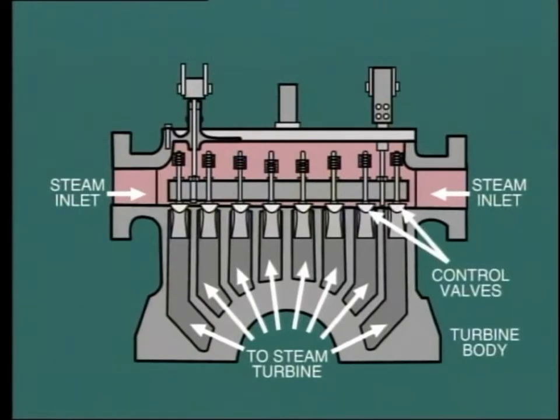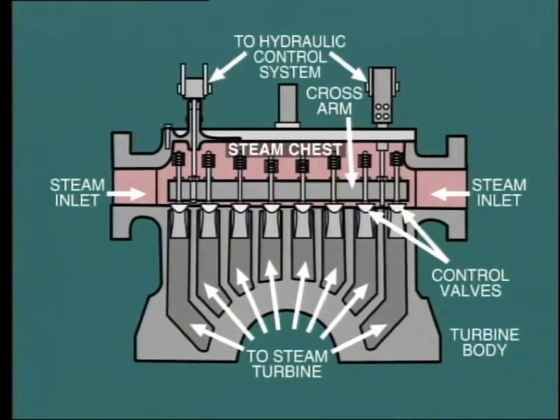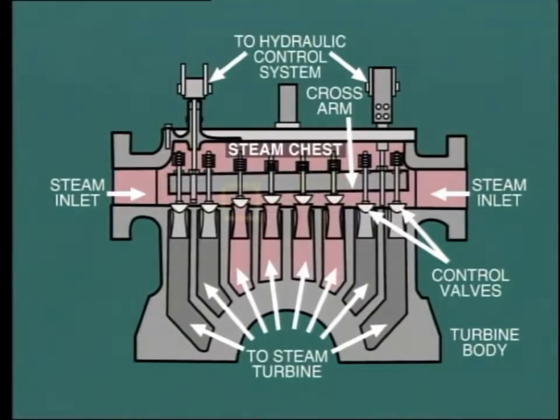In this particular arrangement, the steam chest is located above the high pressure end of the turbine shell. We can see here 8 valves, and these are opened in sequence according to the position of the cross arm, which is itself adjusted by the hydraulic control system. These control valves are set in such a manner that only one valve at a time is actually throttling steam, while the others are either fully open or closed, depending on the actual load. The result is that the throttling losses are smaller than in the case where only one large control valve is used.